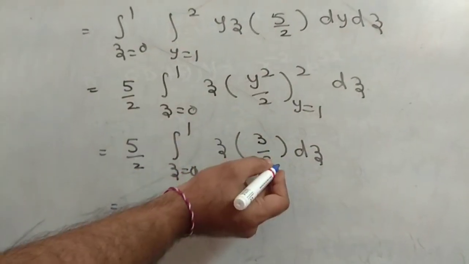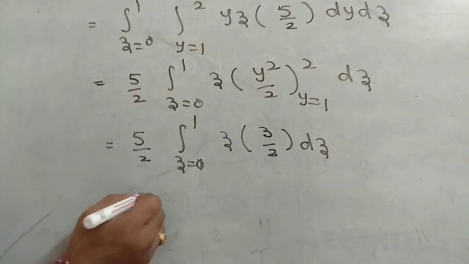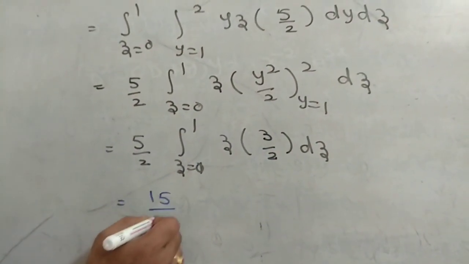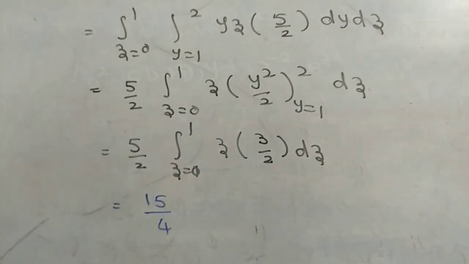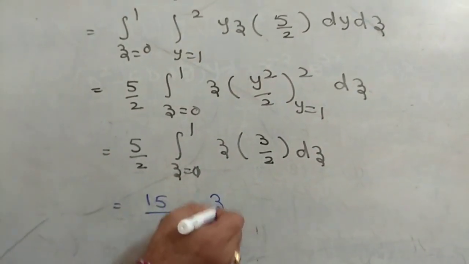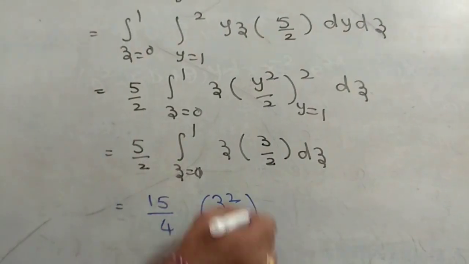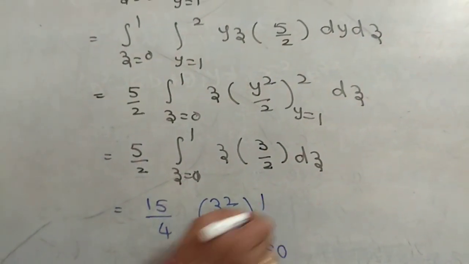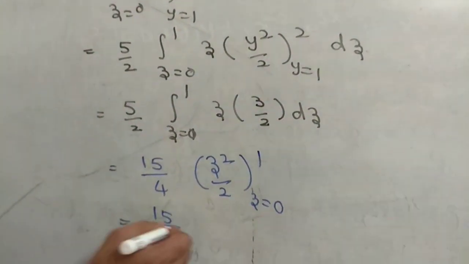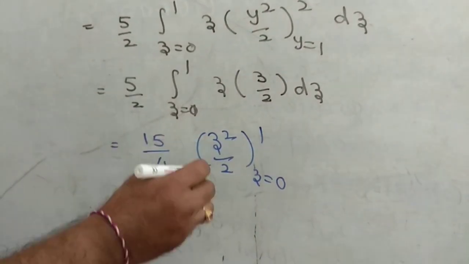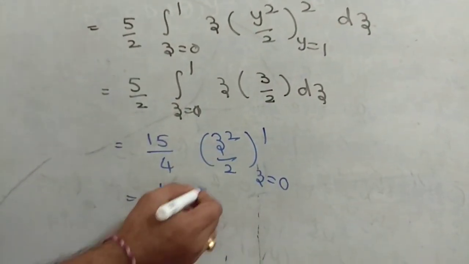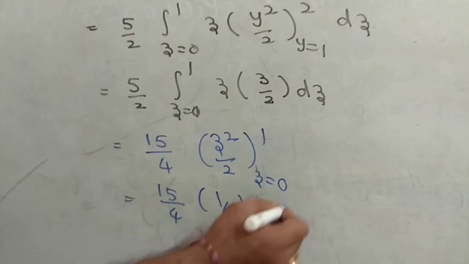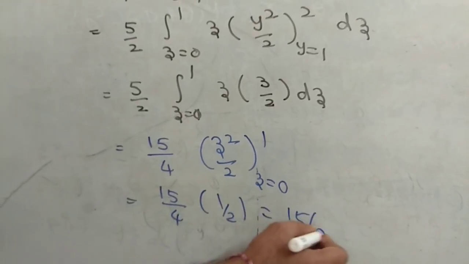Okay, now this 3 by 2 is a constant term. If I take it out of the integral, we get 15 by 4. Now you do the integration with respect to z. It becomes z square by 2. The limits here are 0 to 1. Substitute: 15 by 4 as it is, upper limit 1 by 2 minus lower limit 0. So you get 1 by 2. The final answer is 15 divided by 8.